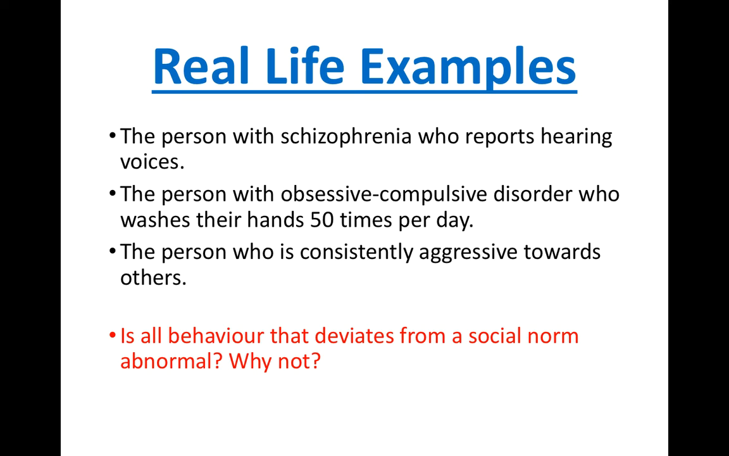Now, the reason that such behaviours were judged as abnormal is because they deviate from social norms of what is acceptable. A few other examples are a person who has OCD who washes their hands 50 times a day, or a person who is constantly aggressive towards others. So, is all behaviour that deviates from a social norm abnormal, and why not?